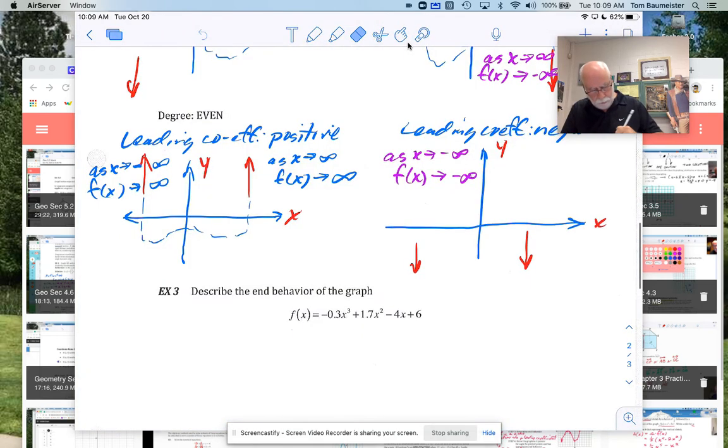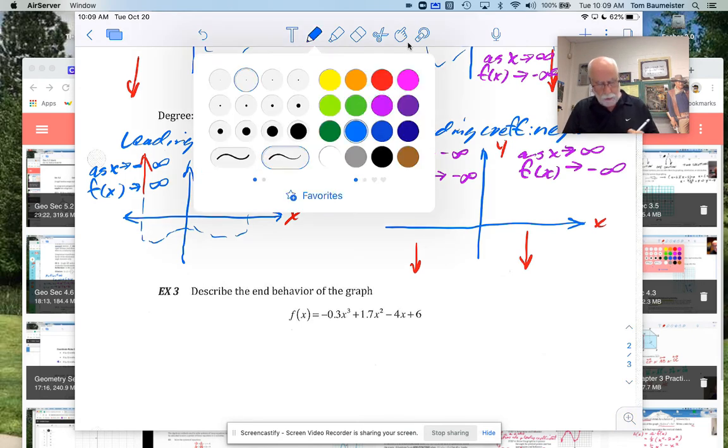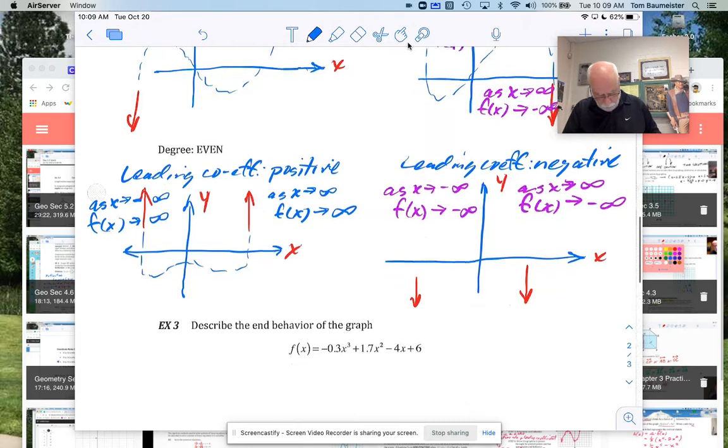Sorry. And then as x goes to positive infinity, we can see that f of x, when the leading coefficient is negative, will still go to negative infinity. Again, think of it as both up or both down. And again, here I'll make you a quick quartic.